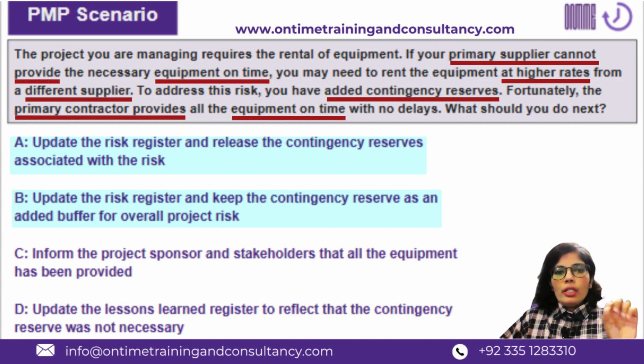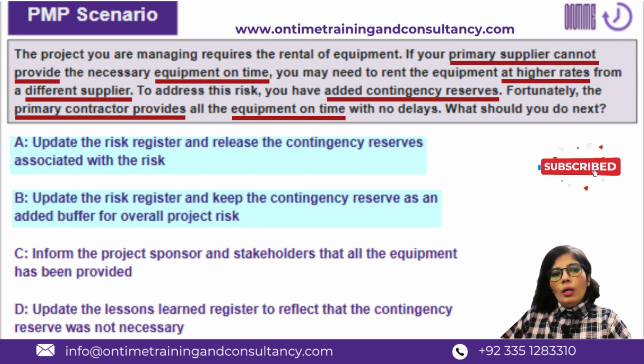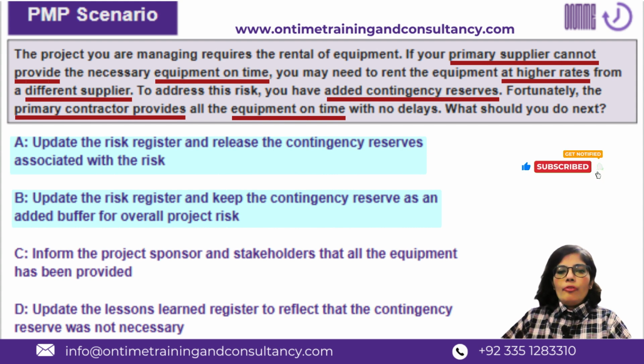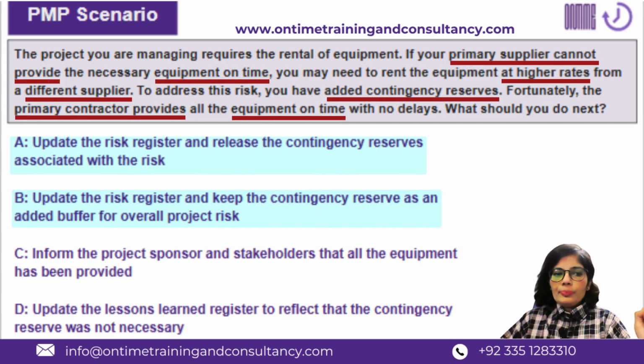Updating the risk register is for sure a step in case a risk doesn't occur or if the primary risk is not valid anymore. Everything associated with that, the reserves, the timelines, the cost baseline, schedule baseline, scope baseline, whatever is going to get impacted, should be updated.